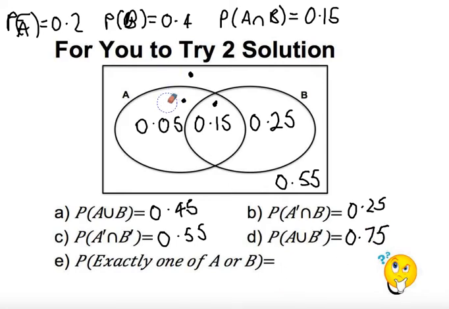And finally, exactly one of A and B. A or B, sorry. And so exactly one of A is a 0.05, exactly one of B is a 0.25. So when I total them up, I get an answer of 0.3. Okay, I hope this is all making sense.